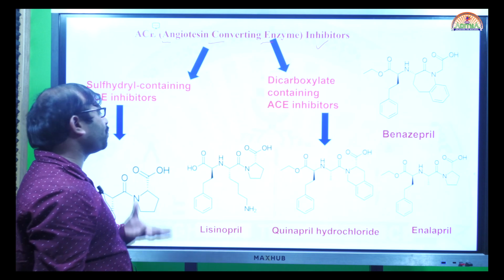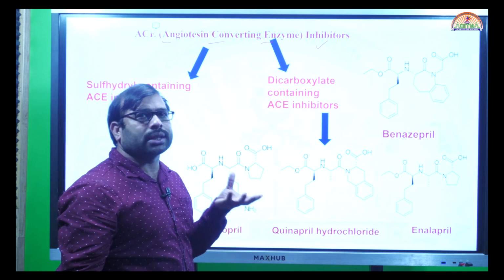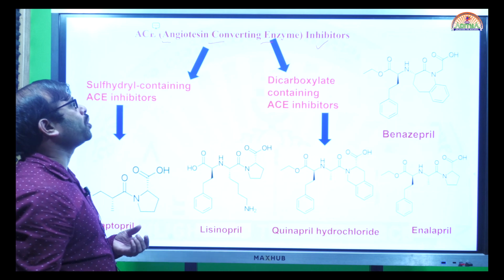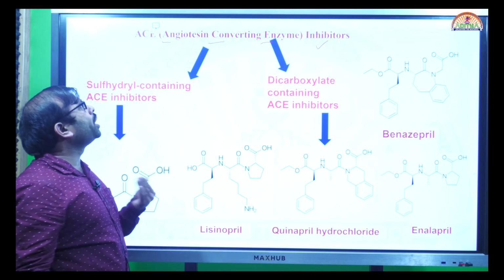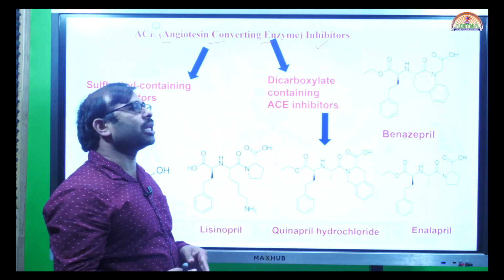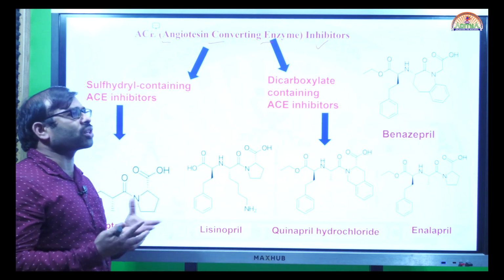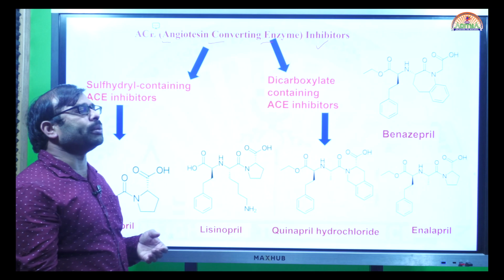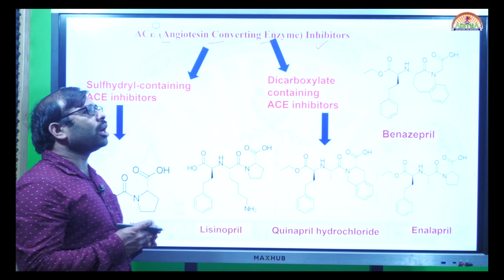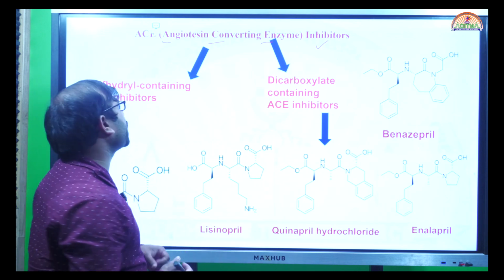There are 5 antihypertensive agents given in this class. Before going to those, these ACE inhibitors are further subclassified depending upon their chemical structure or nature, that is, the functional groups present in them. Basically there are 3 or more, but in our syllabus only 2 classes of chemically different molecules are given. What are those?